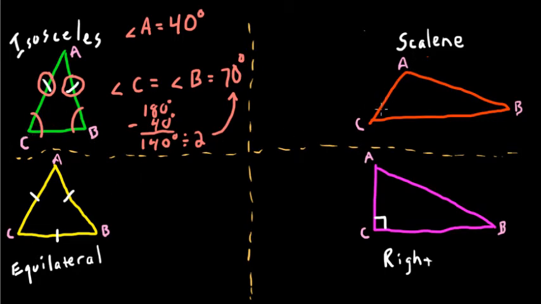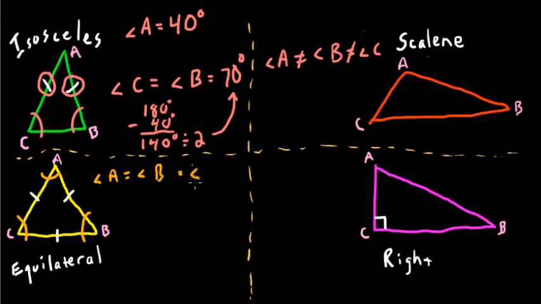Now scalene, none of the angles are going to be the same because all the sides are different. So angle A does not equal angle B, which does not equal angle C. Alright, equilateral triangle, all three sides are the same, so you guessed it, all three angles are going to equal each other. So angle A equals angle B, which equals angle C.